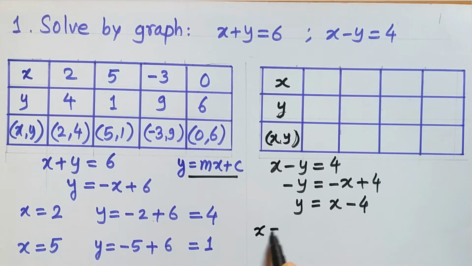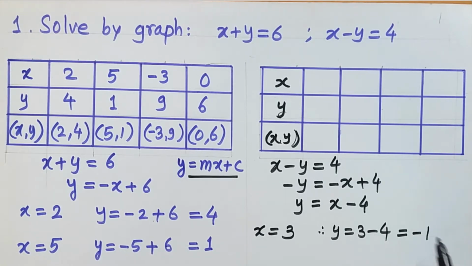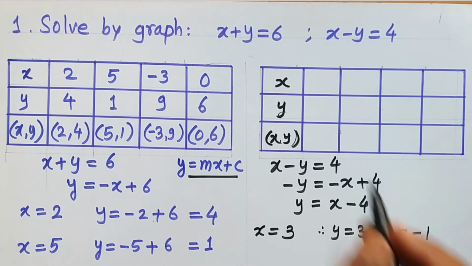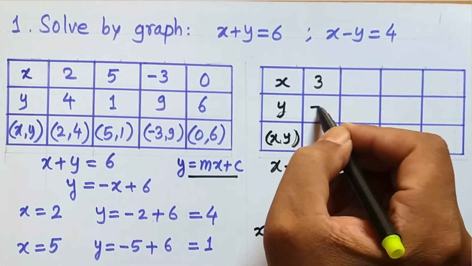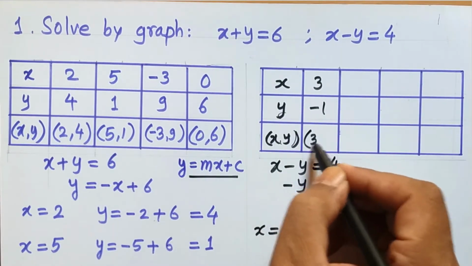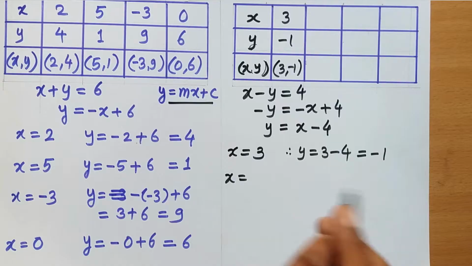Secondly, x is equal to, suppose take any value, suppose I am taking here x is equal to 3. Then y is equal to, put here 3 minus 4. 3 minus 4 will be minus 1. If we subtract the larger number from the smaller, then the value will be negative. So 3 and minus 1, this is the first pair. So write here (3, -1).